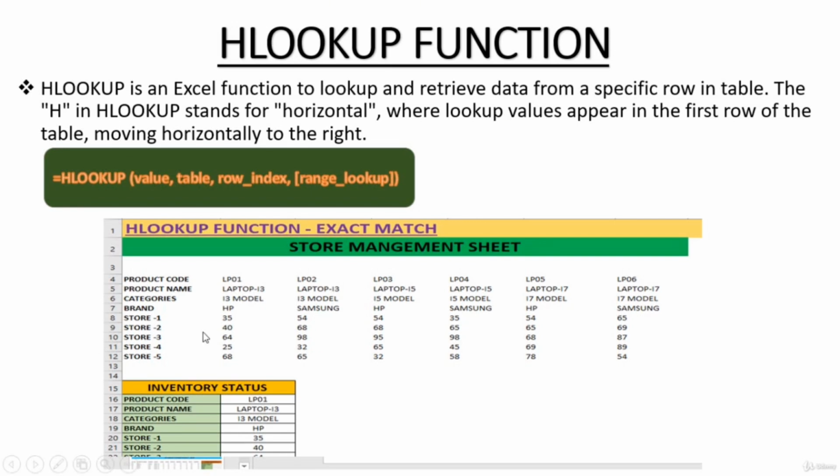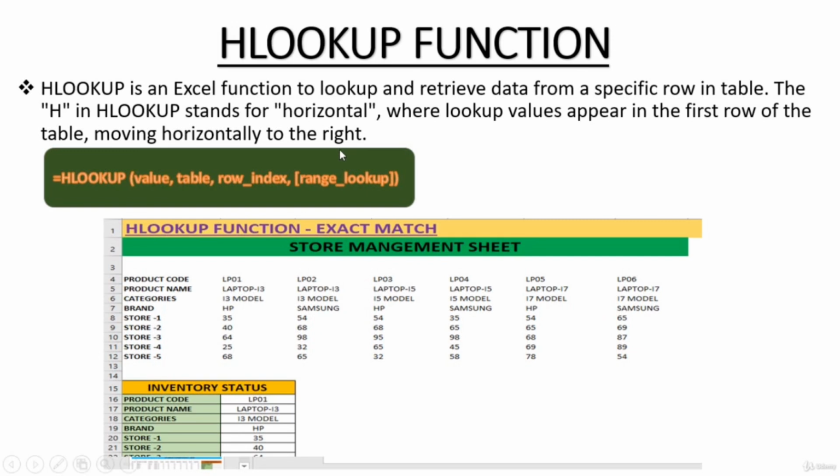The formula is very simple. First we put the equal sign, then we write HLOOKUP and start the bracket. We have to pass 4 parameters inside the bracket. The first parameter is the lookup value. Lookup value means the basis on which you are going to search, right? The second is the table array. We have to select the table.